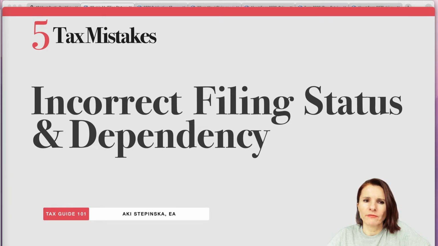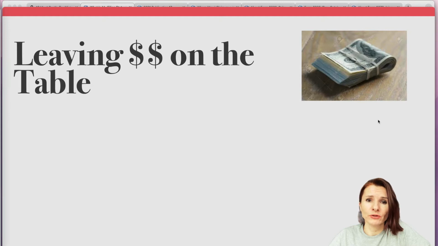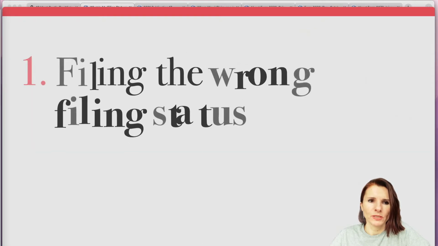We're going to go over 5 tax mistakes that have to do with filing the incorrect status or claiming the wrong dependency. If you're doing either of these, you're either leaving money on the table, so you're not claiming the dependents you should have and some of the other things that we're going to talk about, or you are claiming things you shouldn't, and you might receive a letter from Uncle Sam, or least favorite uncle. So either way, we want to make sure we prevent these mistakes.